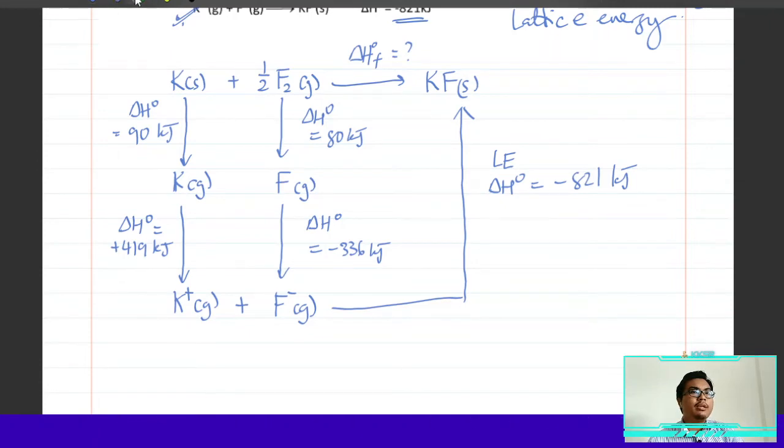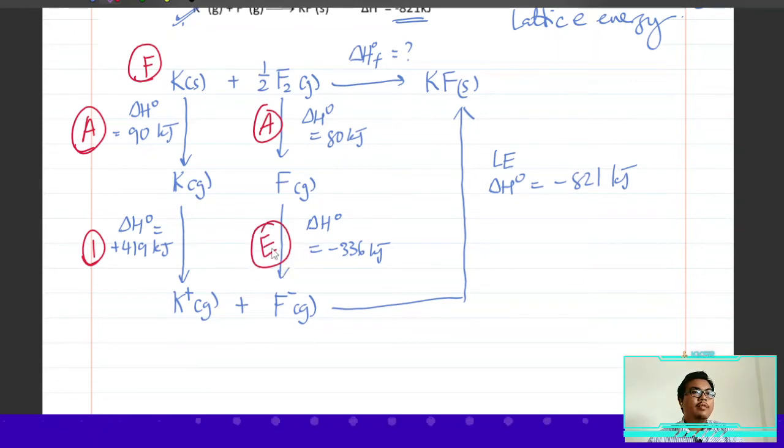Kita gunakan pen hijau lah kat sini. Okay, so this is our F. Alamak, dia tak cantik pula. Sekejap. Tukar warna sikit. Warna merah. Okay, so this is our F step right here. Lepas tu yang ini kita ada kita punya A step. Okay, A step di sini. And then bawah ni adalah I untuk positive ion. Negative ion kita guna E step, electron affinity. And then yang ini last kali is our kita punya lattice energy.